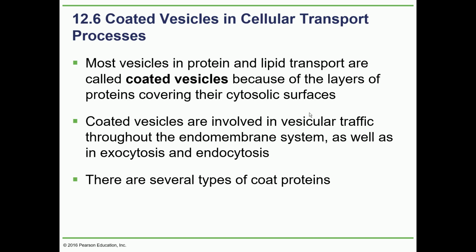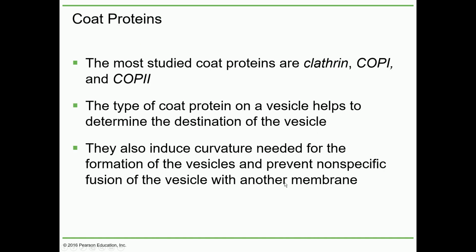Okay, now we just talked about the overall process of receptor mediated endocytosis, and we talked about the coated pits and the coated vesicles. So now we're going to talk specifically about the proteins which are there in these coated vesicles. There are several types of coat proteins, and the most studied are clathrin, coat protein 1 and coat protein 2. These are the most important coat proteins.